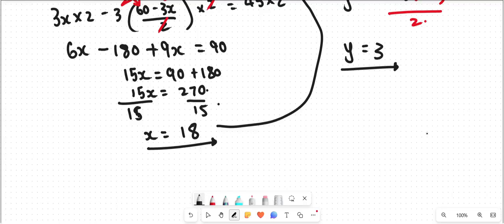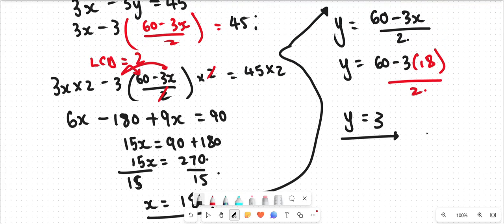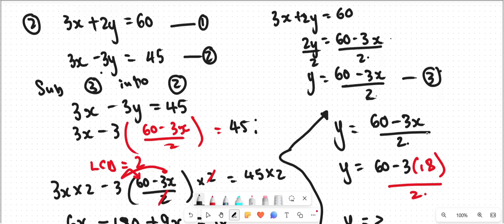So again, just to recap, this is the substitution method. Basically what you're doing is you're taking one equation, you're making equation 3 from that equation by making either x or y the subject of the formula. You're then taking that equation 3 and substituting into the other equation that you did not use. In this case, it was equation 2.